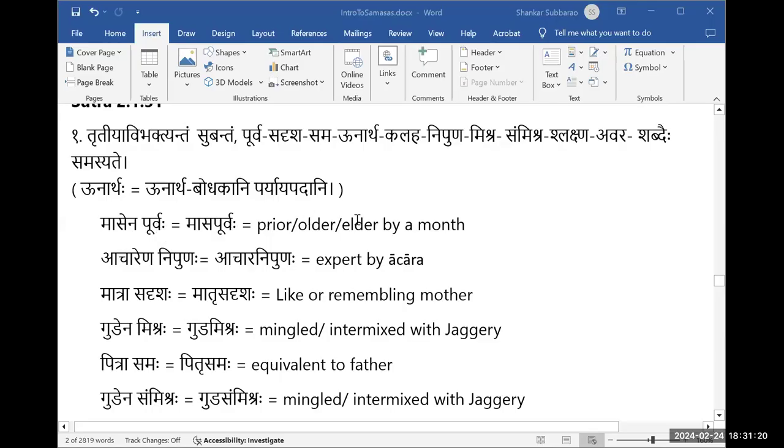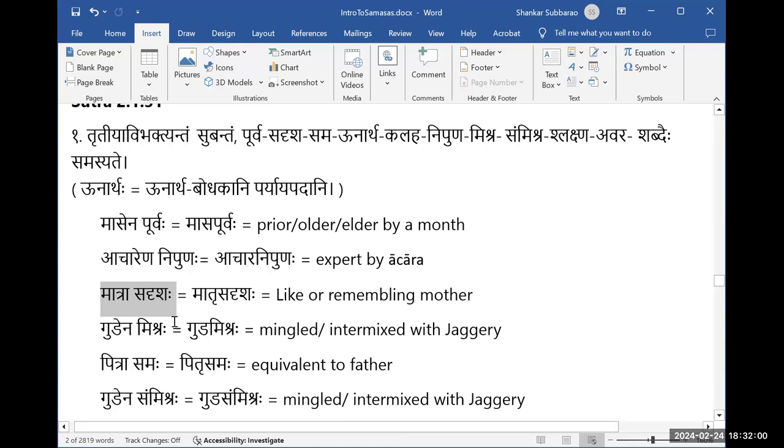Masena Purvaha, Masa Purvaha. Now, Acharena Nipunaha means what? Expert by Achara. Achara means conduct. Achara Nipunaha. Matra Sadrishaha. Matra means what? Mother, Matra. Matra Sadrishaha means like a mother. So you look at what? Any woman other than your wife, you look at as what? Matra Sadrishaha. Like a mother. That's how the word will come.